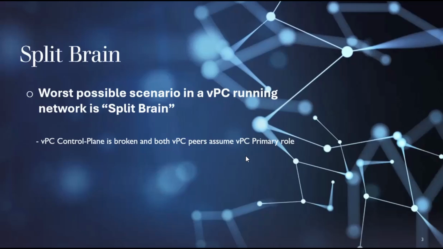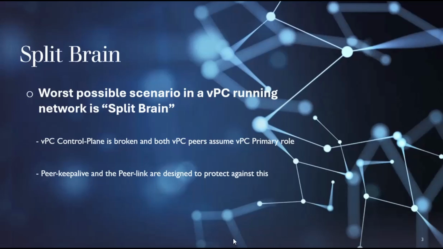When this happens, the secondary may assume the VPC primary role while the original primary maintains its primary role, which might result in forwarding conflicts in the data plane. To prevent this, we can use the VPC peer-keepalive and the VPC peer-link. As discussed previously, the VPC peer-keepalive is a UDP ping that runs back and forth between the VPC primary and the VPC secondary to verify that both peers are active.